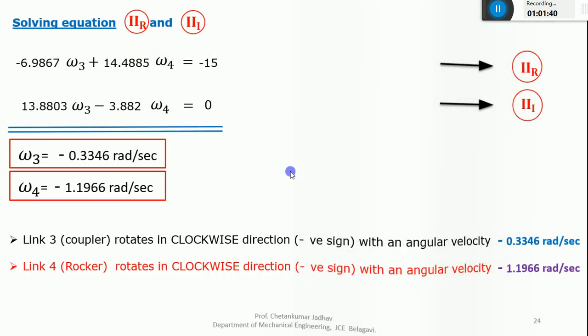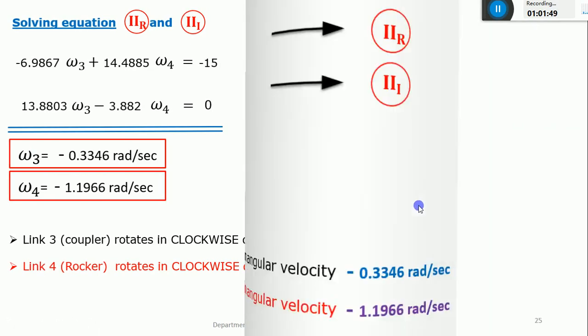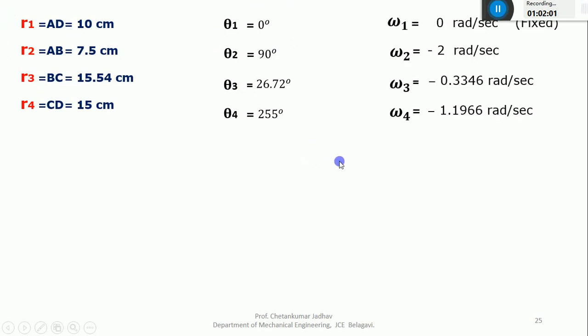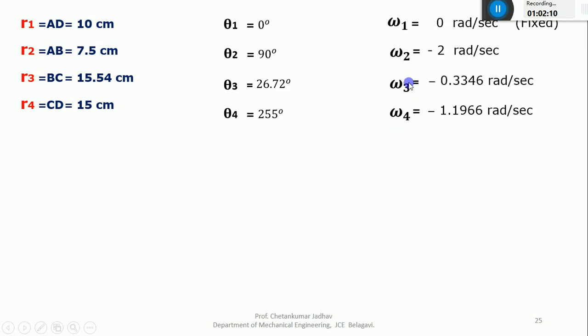Again, now we got omega 3 and omega 4. We completed the procedure for equation 1 and the procedure for equation 2, and follow the same procedure for equation 3. Before that, I'll note down whatever answers I got. From the first equation, I got R3 and theta 3. From the second equation, I got omega 3 and omega 4.